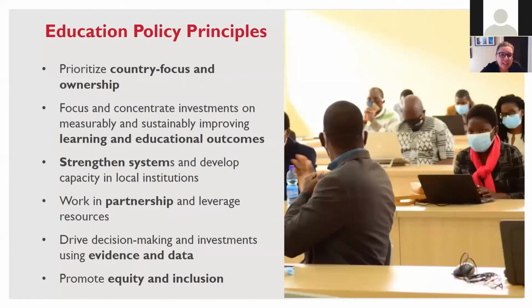In addition to the education policy priorities, the policy is guided by 6 principles. And you'll see that there's a connection between these principles and our higher education program framework, which I'll share more about in just a minute. The focus of these principles is country focus and ownership, again, strengthening learning and educational outcomes, taking a systems perspective or approach, collaboration and partnership with others, making sure our decision-making is driven by data and evidence, and promoting equity and inclusion.